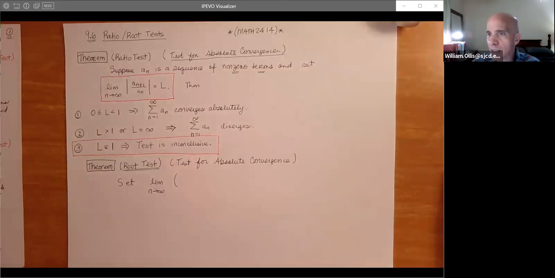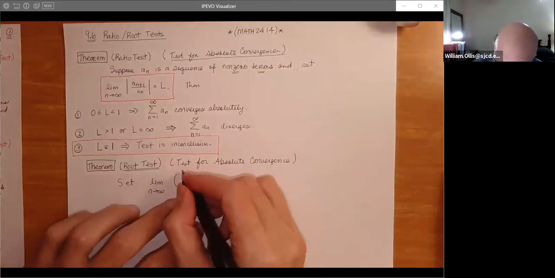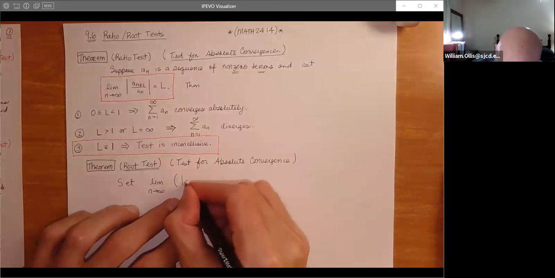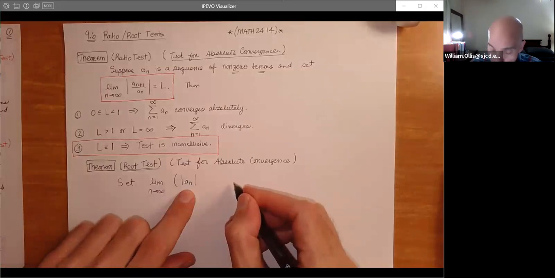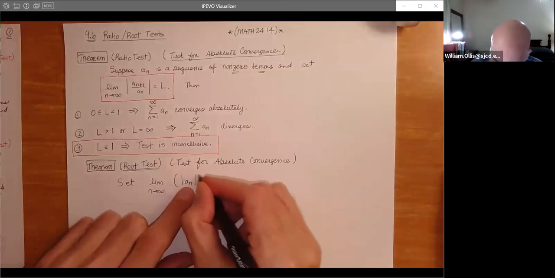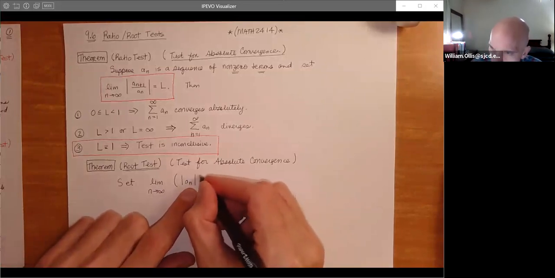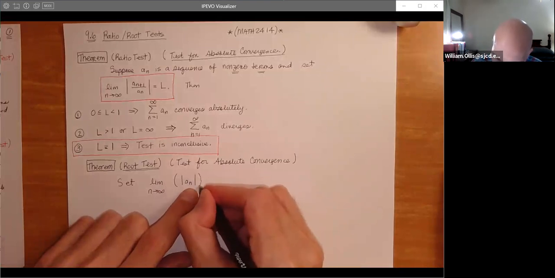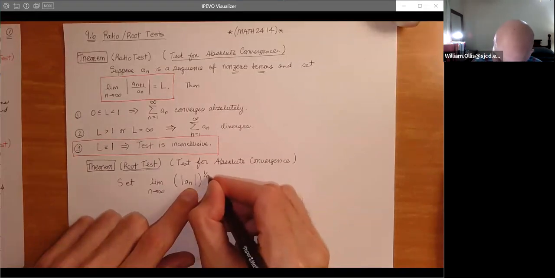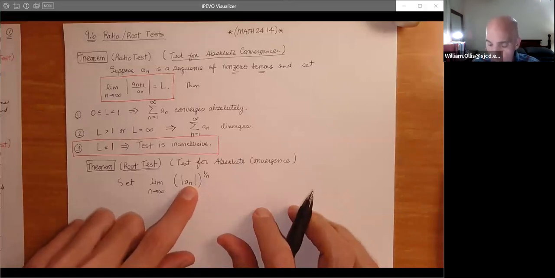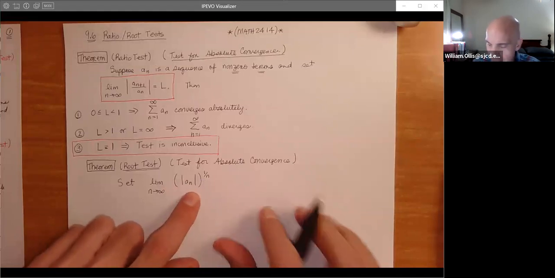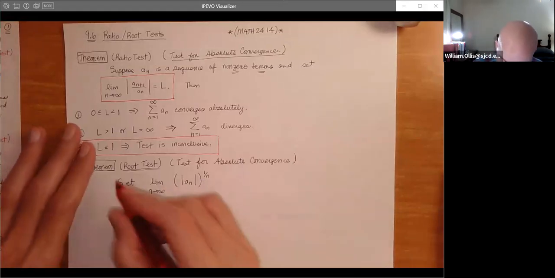That's fine and it looks really nice, but it's a little bit difficult for computations. So what I'll do is I'll have the absolute value of the nth term. And I'm putting parentheses here, but I could just put the 1 over n right outside. But just to make it clear, we take the absolute value and then we apply the nth root. So you don't necessarily have to have these parentheses. I'm just trying to make it very clear that that's what we're doing.